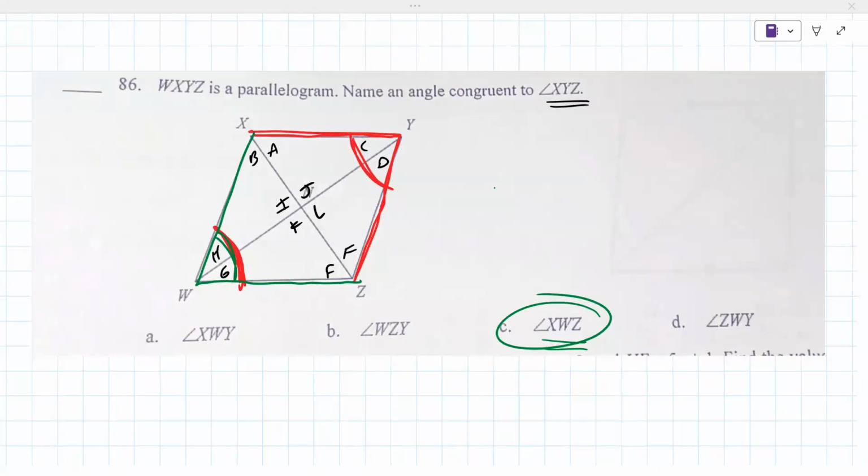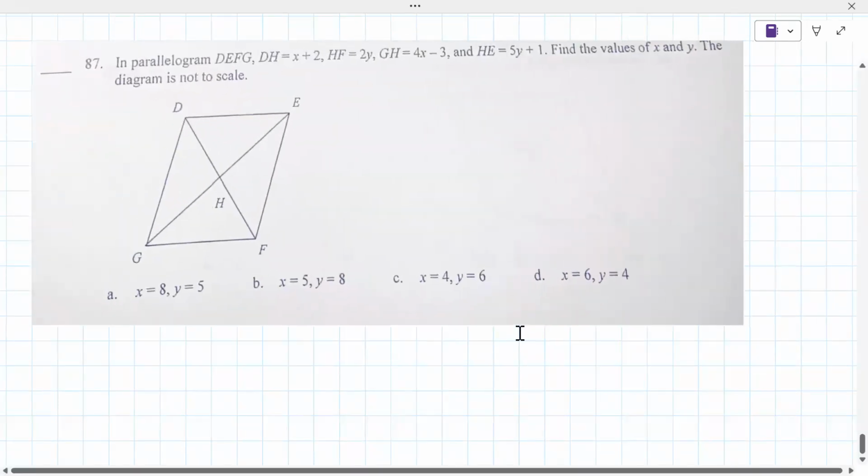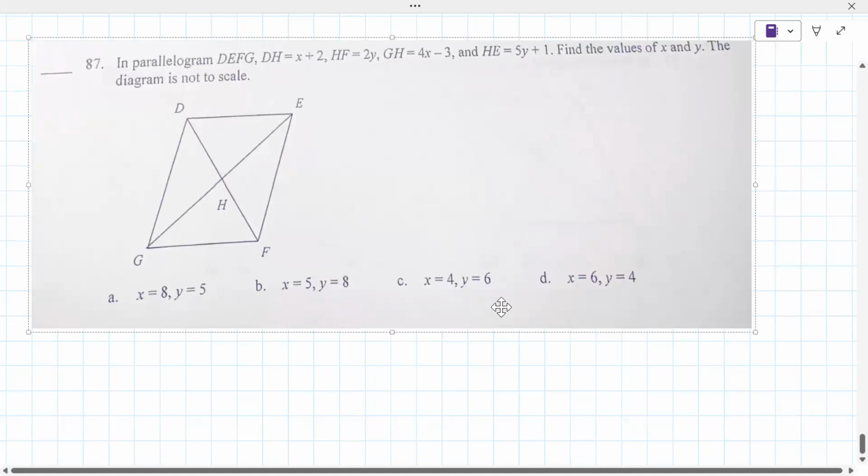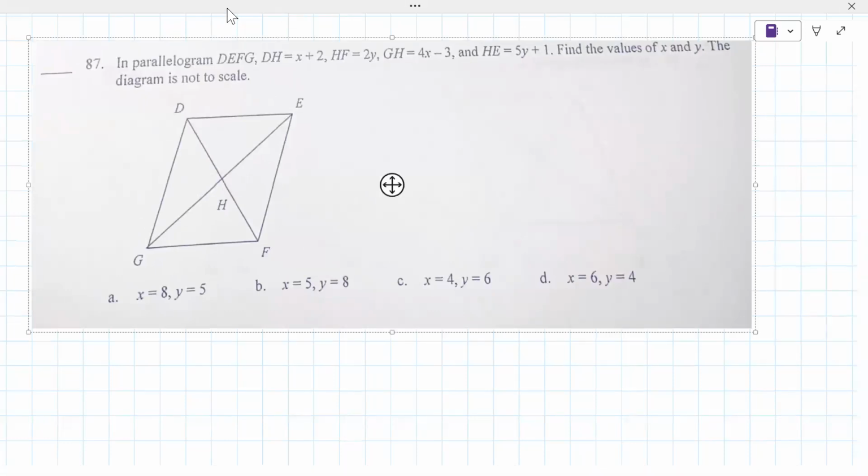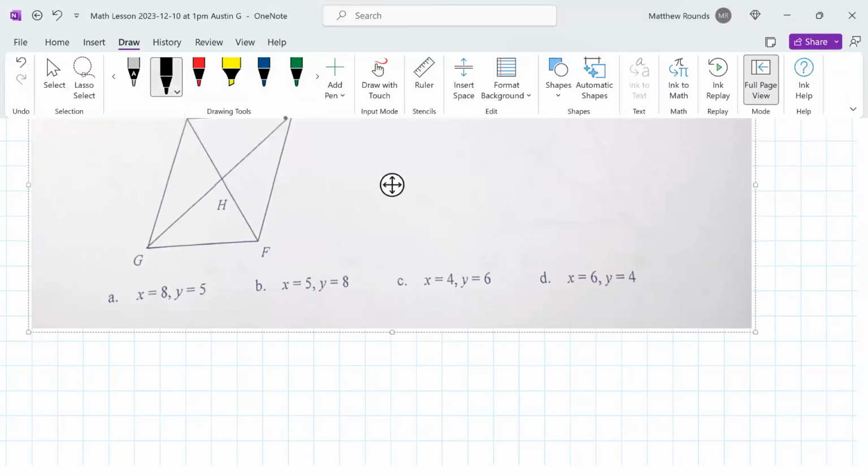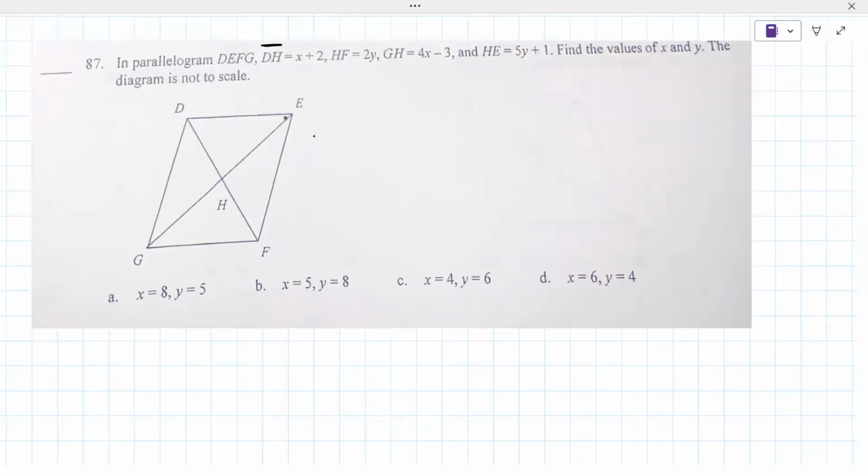These are pretty challenging. All right. X, Y, Z, A, B, C. All right. 87 here. In a parallelogram, if DH is a side, it's a segment. So that's X plus 2. That's this one here. HF is 2Y. GH is 4X minus 3. And HE is 5Y plus 1.